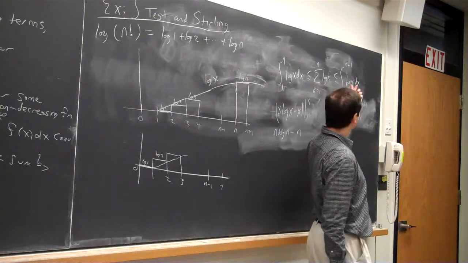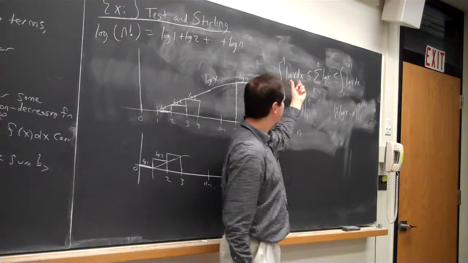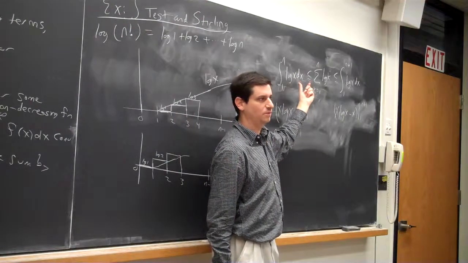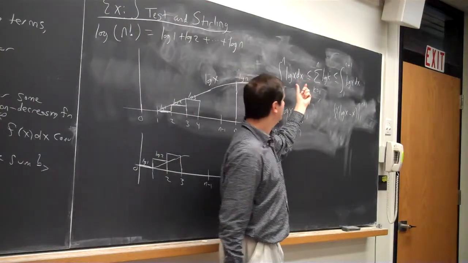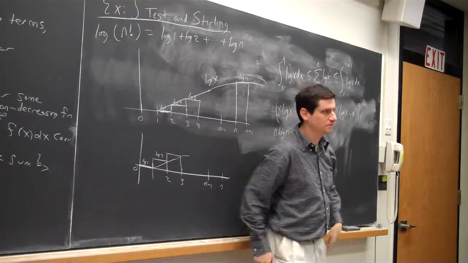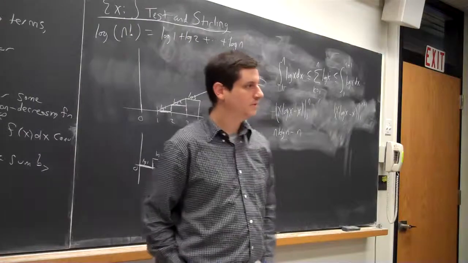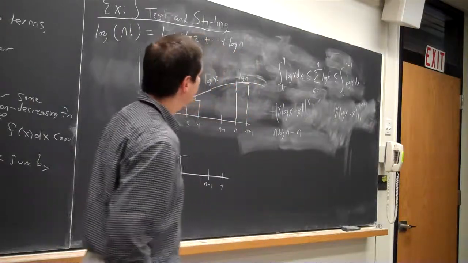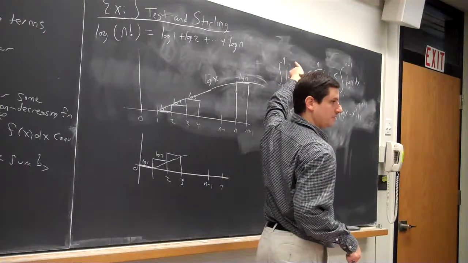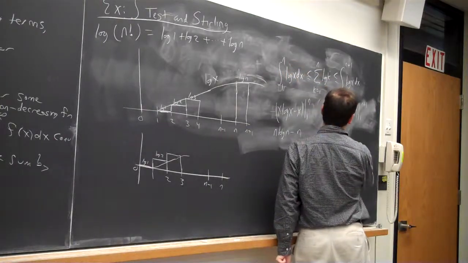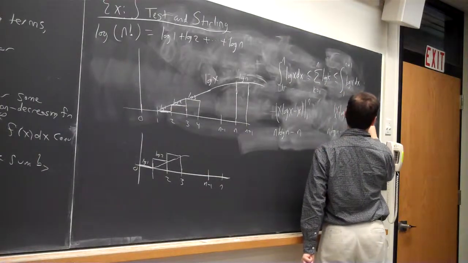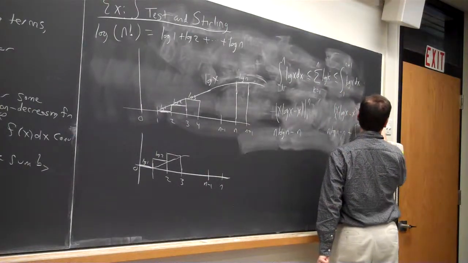If I want to look at this integral, it is almost the same as this integral. What does it differ by? What's the only difference between this integral and this integral? The limits of integration. Yeah. So this integral is the same as this integral, and then integrate from n to n plus 1. So this over here would be n log n minus n plus the integral from n to n plus 1 of the log of x dx.